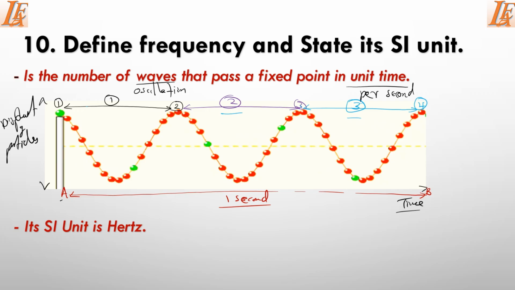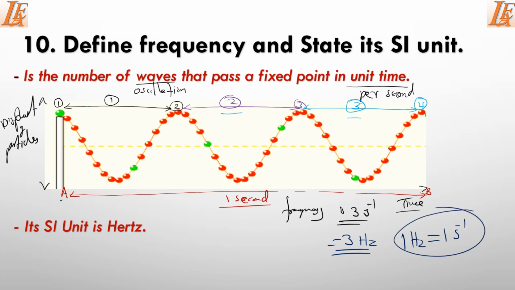Therefore, in this case, the frequency of this wave is 3 waves per second, which sometimes we call 3 Hz. Remember, 1 Hz is the same as 1 per second. Very important for you to know that. Then the SI unit of frequency is Hz, whose symbol is capital H, small z. And we have said 1 Hz is the same as 1 per second.